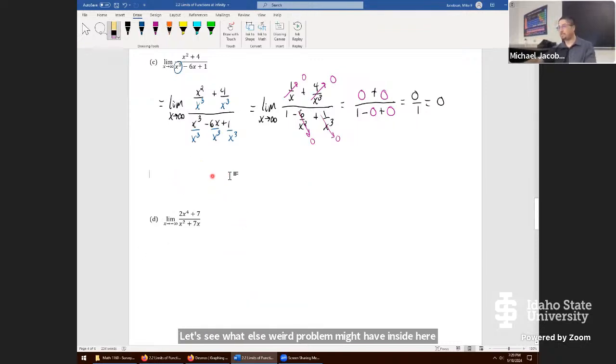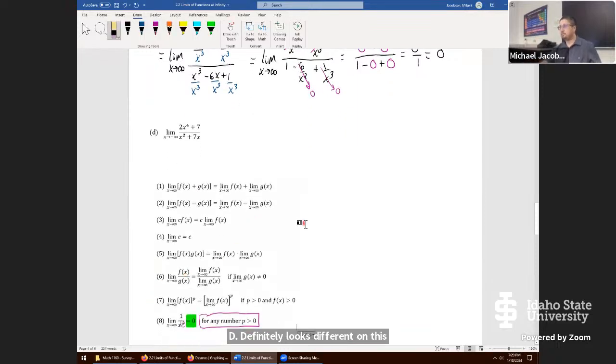Part D definitely looks different on this one, but the same process still works just like before. We look only to the denominator for every one of these kinds of problems. Look for the term that matters the most, the one where if x grows larger and larger, it's going to be the most influential. That would be the one with the highest power, so x squared this time. That indicates we should divide everything by x squared.